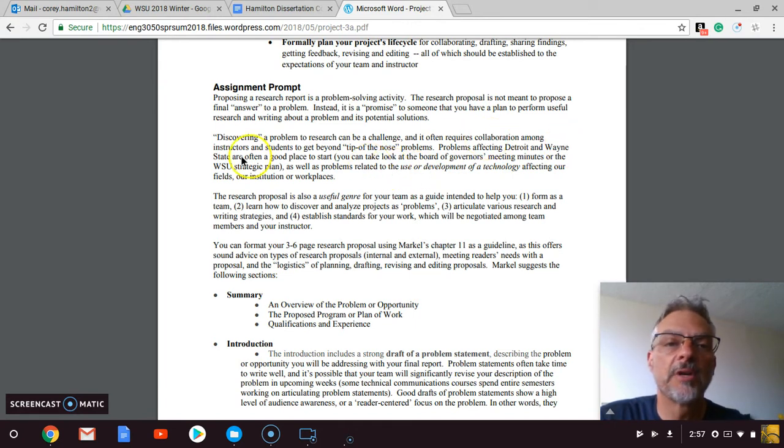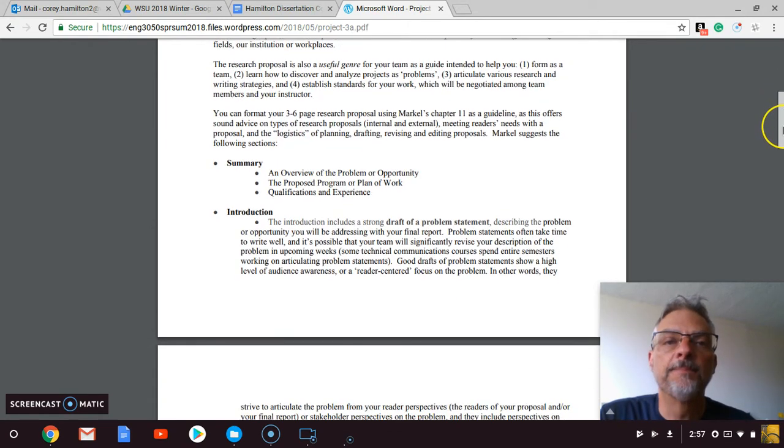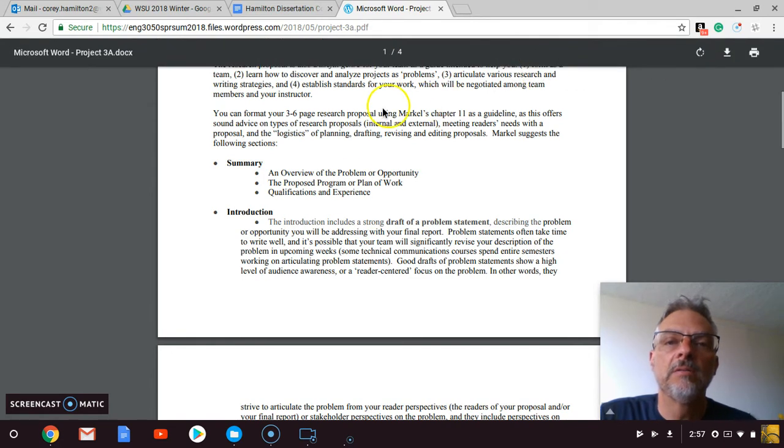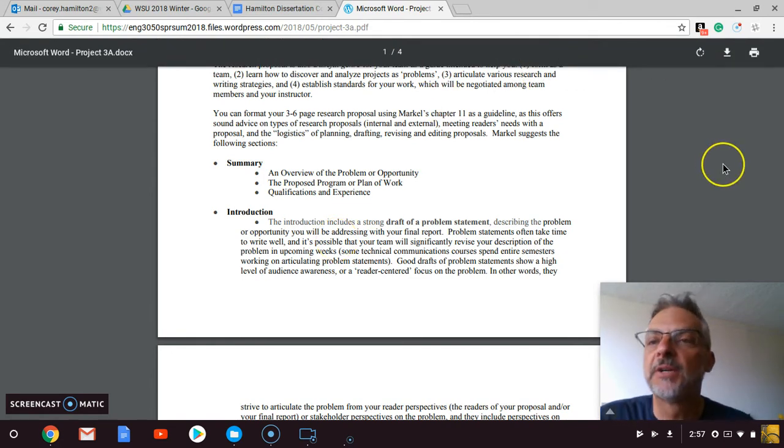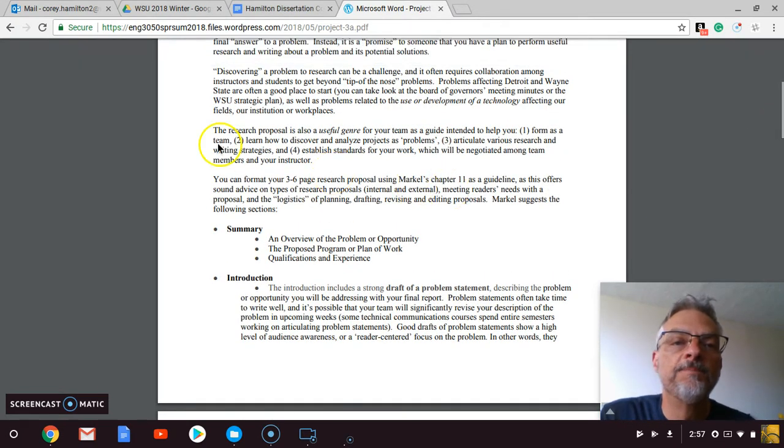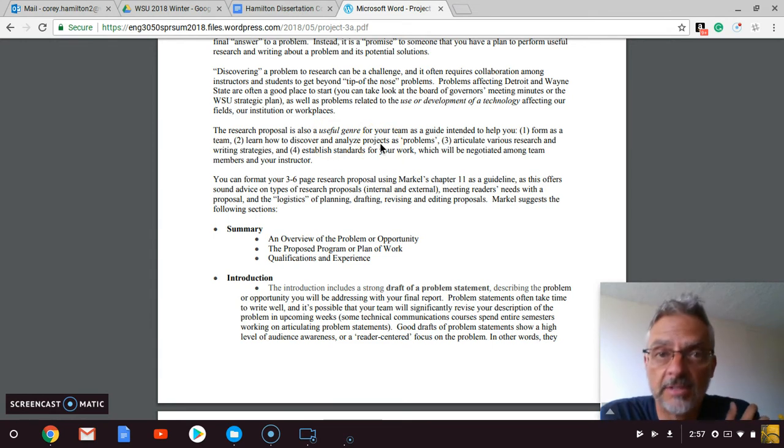Problems affecting Detroit or Wayne State, right, which you guys have already addressed. So we're really in this stage up here. The research proposal is a useful genre for your team, intended to help you form as a team, learn how to discover and analyze projects as problems, articulate various research and writing strategies, and establish standards for your work, all right, which you guys will negotiate together.